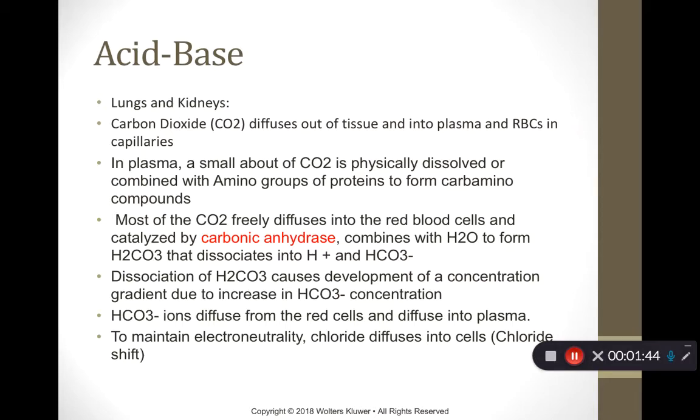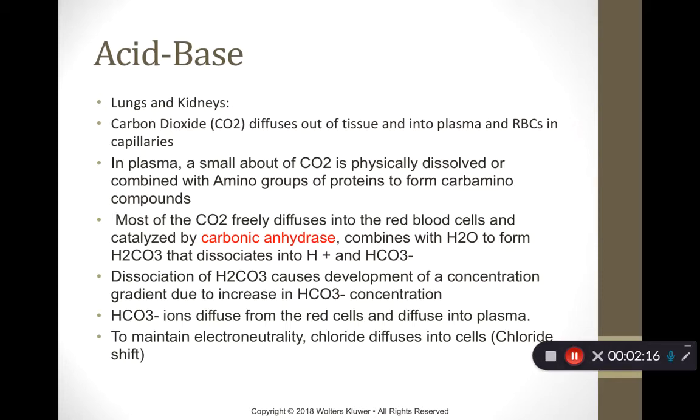Most of the carbon dioxide, though, freely diffuses into the red cells and is catalyzed by the carbonic anhydrase enzyme, which combines it with water, right? And it does that to form H2CO3, which is carbonic acid. And that then will dissociate into hydrogen ions and bicarbonate. Okay, so again, that is the typical reaction of what goes on with CO2.